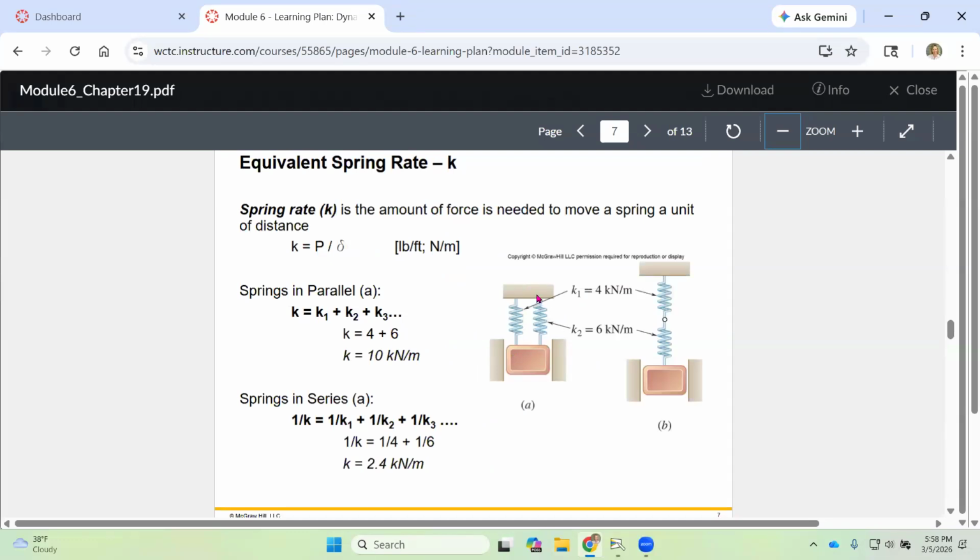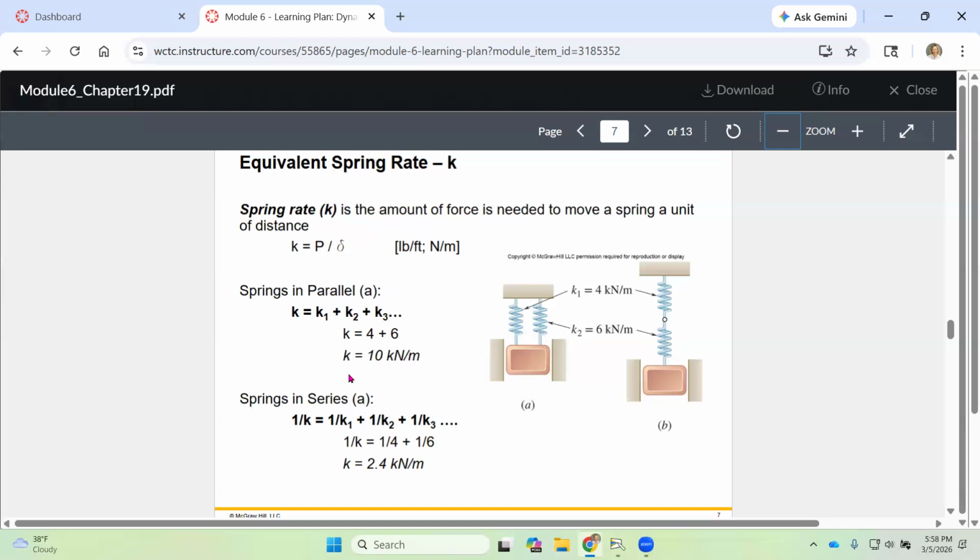If you've ever worked in electricity, this is a type of circuit, a parallel circuit, and it's arranged just like this. So we can have springs in parallel, where they're one next to each other, or we can have them in series, or in a string, one right after another. Depending on the arrangement, we want to find the equivalent spring rate due to the arrangement of two or more springs, either in parallel or in series.